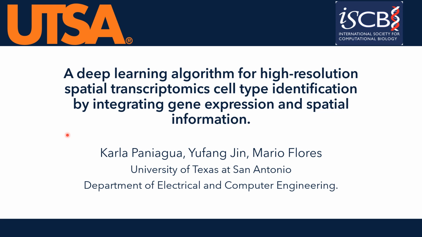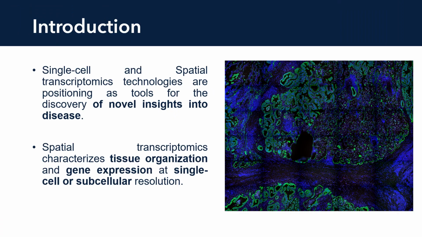Today, I will be presenting a deep learning algorithm for high-resolution spatial transcriptomic cell type identification by integrating gene expression and spatial information. Single-cell and spatial transcriptomics technologies are right now positioning as tools for the discovery of novel insights into disease. Spatial transcriptomics characterizes tissue organization and gene expression at single-cell or subcellular resolution, providing a better understanding of biological processes. So this means that we get the information of the transcripts expressed in a slice of tissue and where they are spatially expressed.